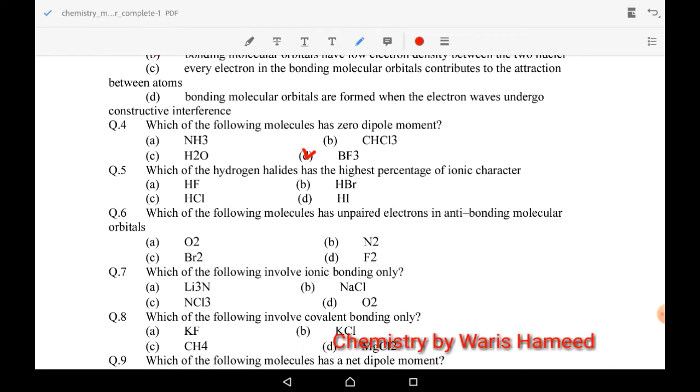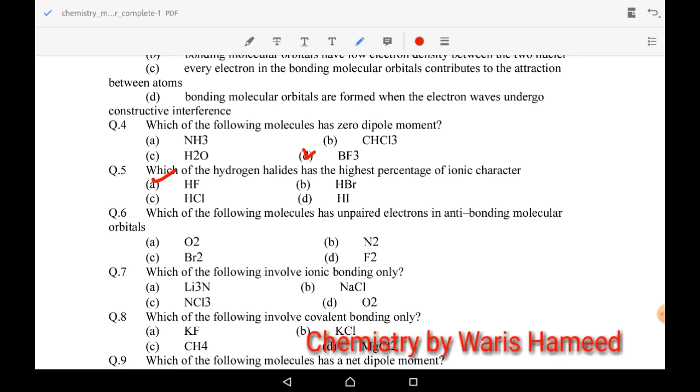Next MCQ. Which of the hydrogen halides has the highest percentage of ionic character? Ionic character is directly proportional to electronegativity difference. In this case, fluorine is the most electronegative element, so HF will have the maximum percentage of ionic character.